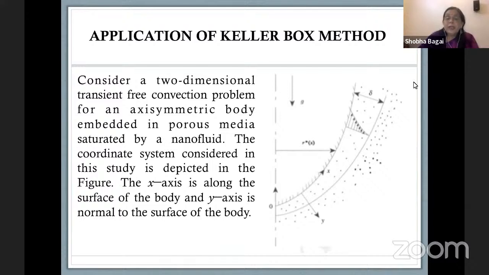flat plate. So the x coordinate in fact is measured along the surface of the body, and the y coordinate is perpendicular to it. The shape of this axisymmetric body is given by my function, which we call r star x. And if this is immersed in a porous medium, you have gravity which acts in the vertical direction. And of course, there is going to be a thermal boundary layer and also a mass boundary layer that is going to be formed, in which this effect is more significant than in the ambient fluid.